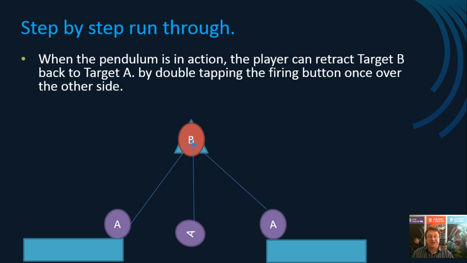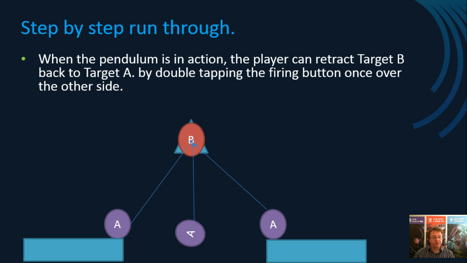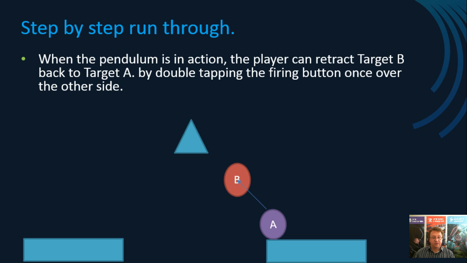So when the pendulum is in action, the player can retract target B back to target A. We already talked about the button when we double tap it. By double tapping the firing button once over the other side, it should then retract back down. So if we quickly play through those slides again, you can see the idea is as you swing across, you then can shoot it down and it goes there and you can keep going on.